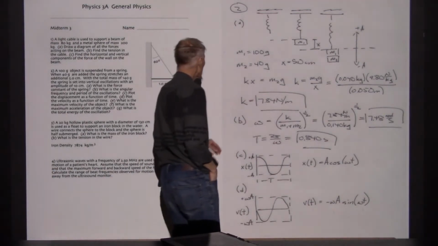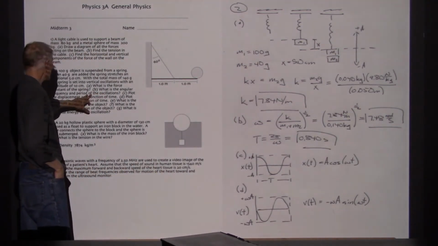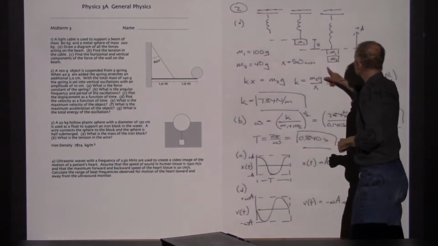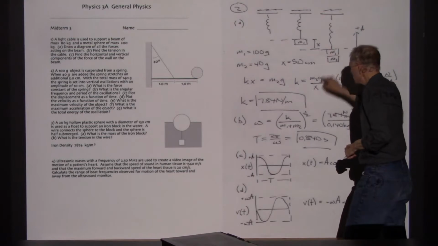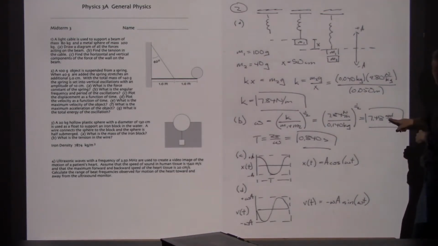Now, that's the k value. Now in the second part, in B, it says what's the angular frequency? Well, the angular frequency, once it goes into oscillations, will depend on both masses. So I combine those and plug those in, and I got 7.48.